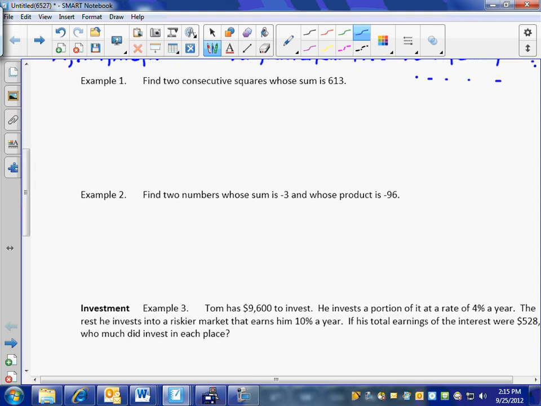So, find 2 consecutive squares whose sum is 613. So this is the type of problem that we have. 2 consecutive squares whose sum is 613. Well, I have one square. We'll say x. So we will square that. What would I write for the next consecutive square? So 8 squared. What's the next square after 8 squared?